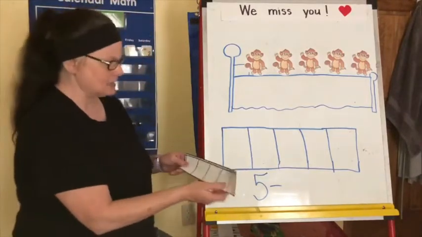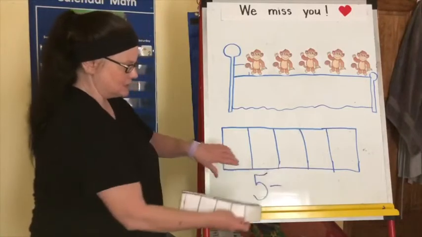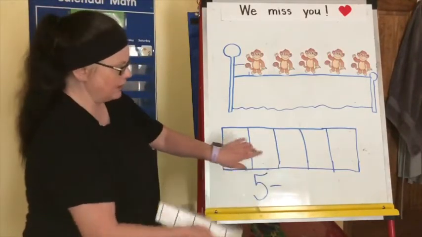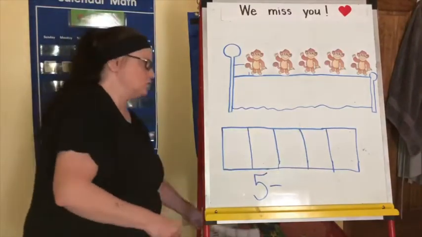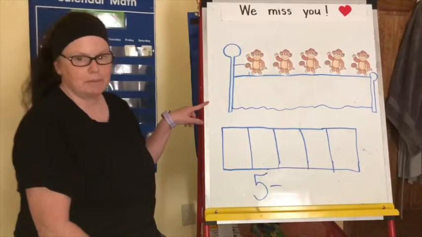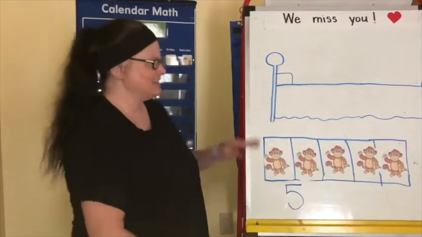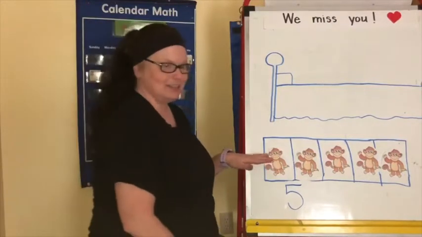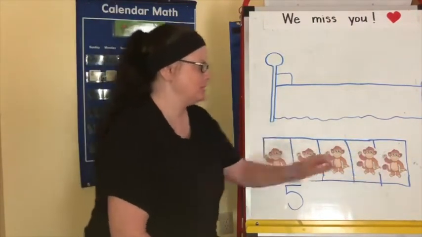Now you're going to see that we are going to be working with a 5 frame today with our monkeys. And you see, just like here, we have 5 spaces. 1, 2, 3, 4, 5. Now we're going to be filling those with monkeys. From our story, 5 little monkeys jumping on the bed. Now, as you can see, I've put all of my monkeys into my 5 frame. So I have 5 monkeys. Each one of my 5 frame is full.